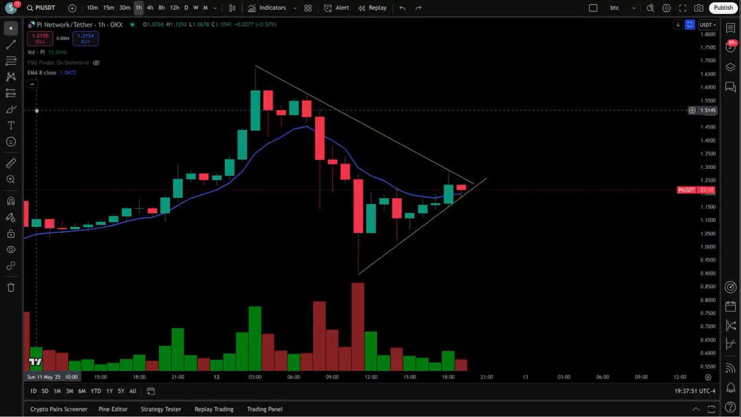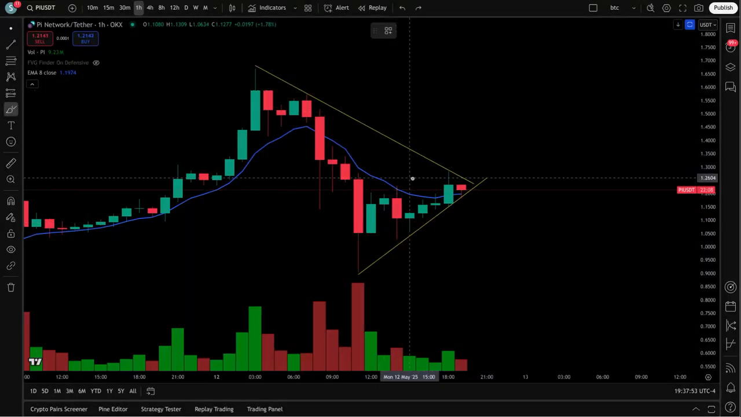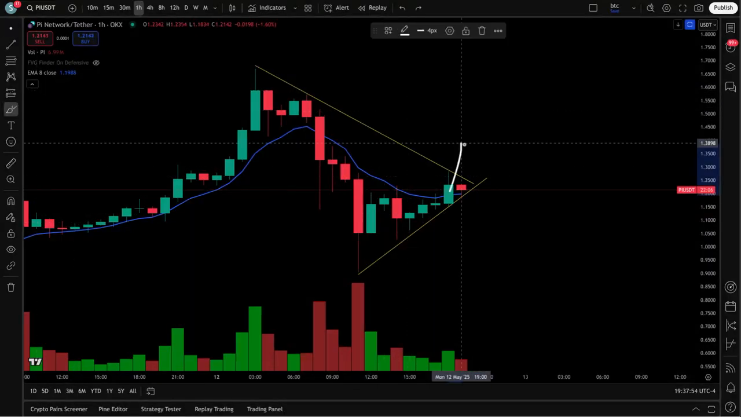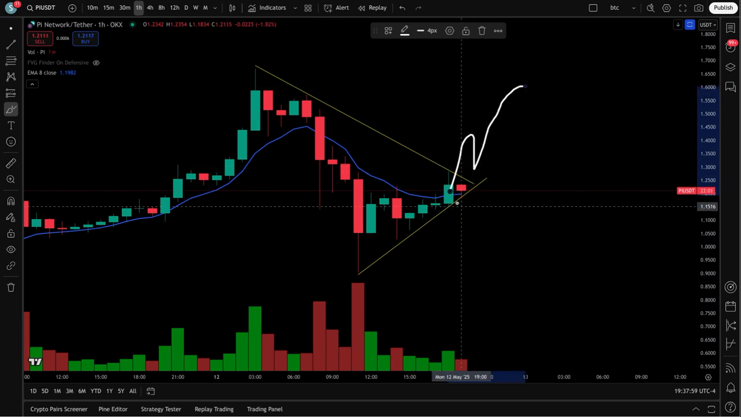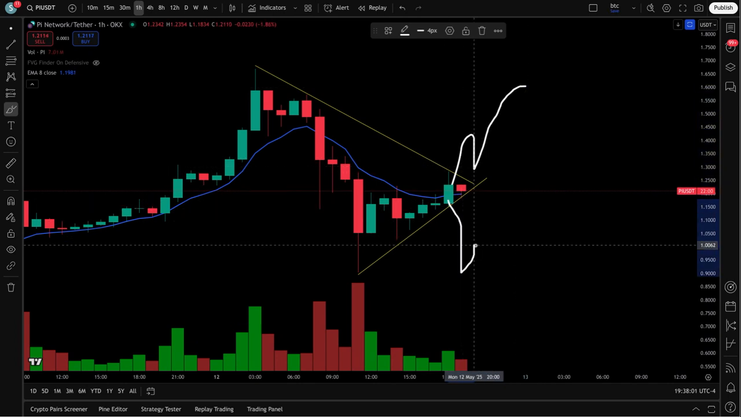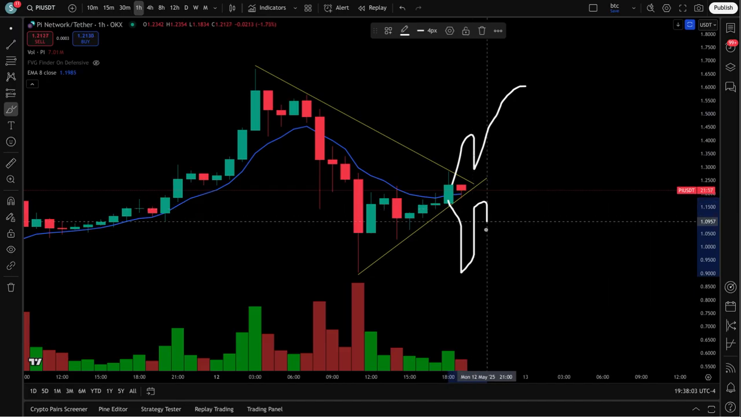You always wait for the break and the retest. If this thing breaks out, you wait for it to come back, get in, and then go. Same thing with the down. Wait for the retest. You enter there, then you ride it down.